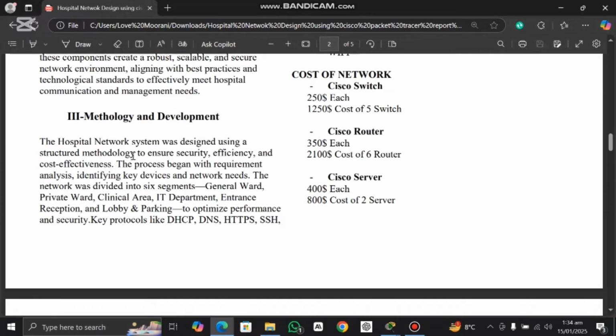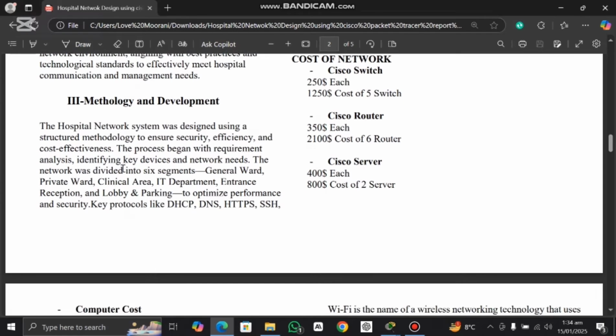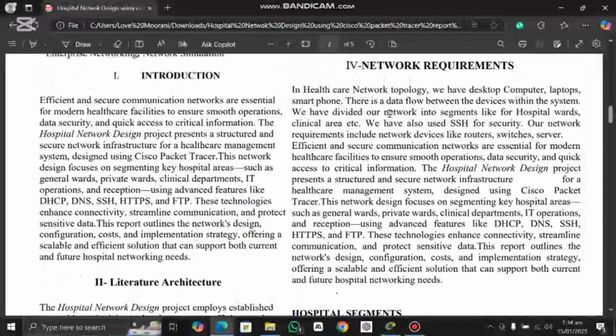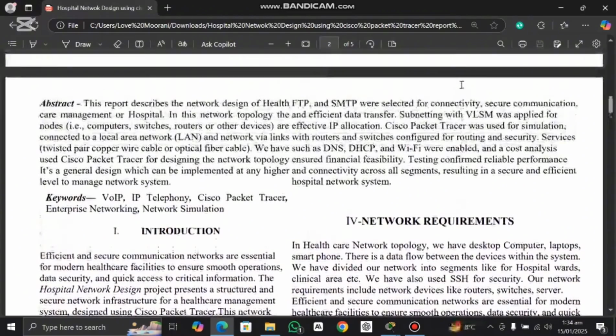In the methodology and development, the hospital network system was designed using a structured methodology to ensure security, efficiency, and cost effectiveness. The network was divided into 6 segments: general ward, private ward, clinical area, IT department, entrance reception, and lobby and parking. To optimize the performance and security, key protocols like DHCP, DNS, HTTPS, SSH, FTP and SMTP are selected for the connectivity.